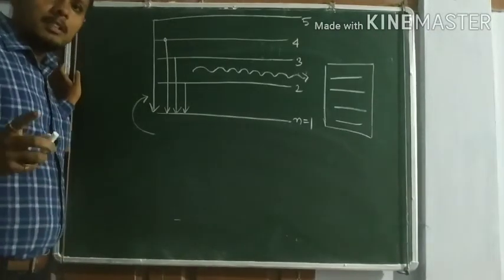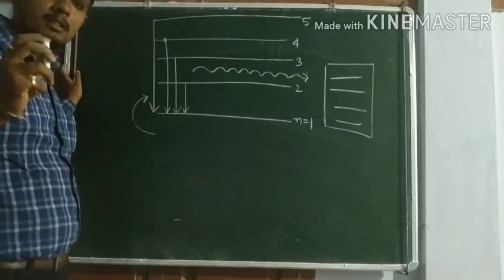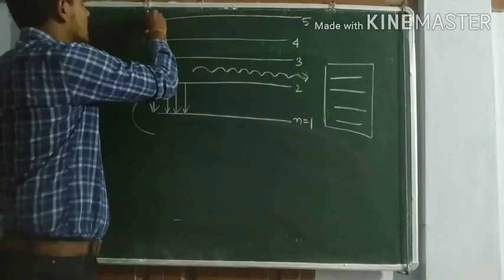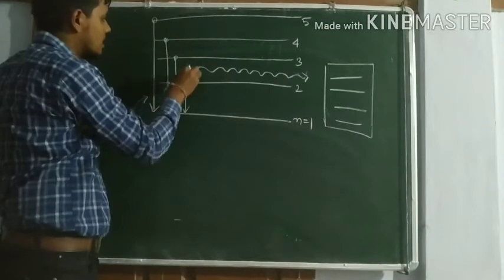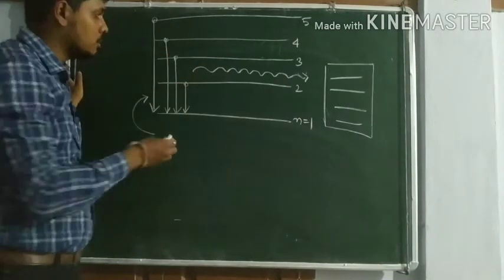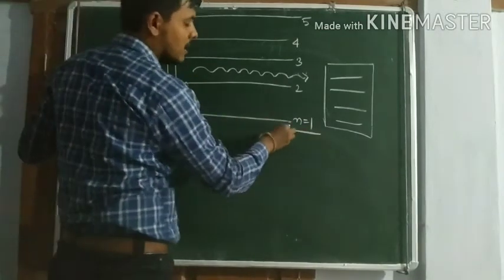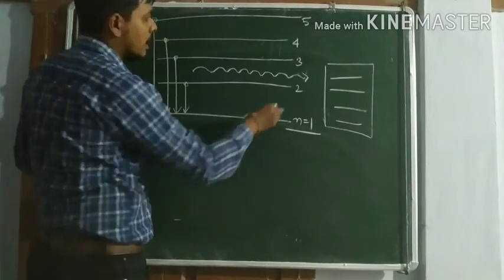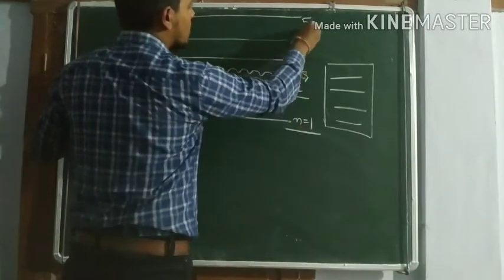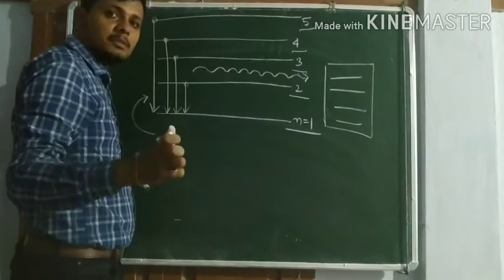Now let us see the probabilities by which an electron can return to the ground state. So if n equals 1 is the ground state for the hydrogen atom, n equals 2, 3, 4, 5, all of these are the excited states for the hydrogen atom.